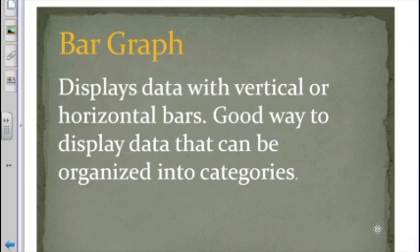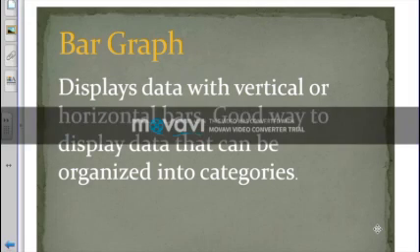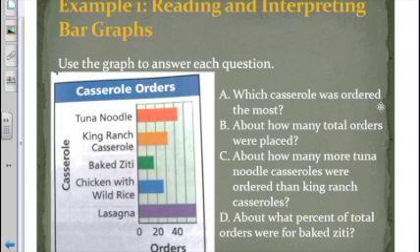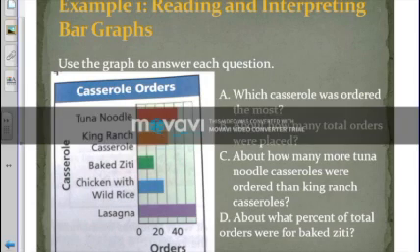The first type we're going to touch on today is bar graphs. Bar graphs are vertical or horizontal, and it's a good way to display information that can be organized into categories. Part of what we're going to do is make sure we know how to read these kinds of displays of information as well as how to create them. Here's our first example. So on the left side we have the bar graph, and we are going to read and interpret what information it's giving us.